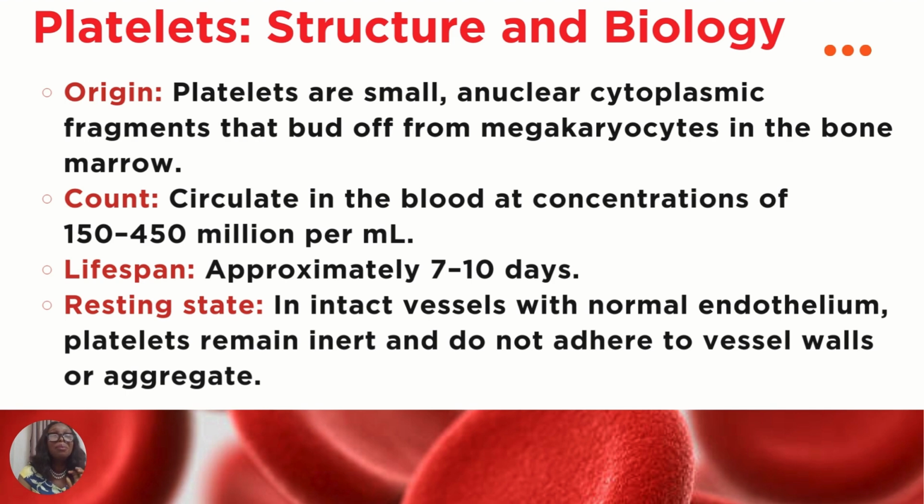In intact blood vessels with normal endothelium, platelets remain inert. They do not adhere to vessel walls, neither do they aggregate. So, in a blood vessel with normal endothelium, platelets circulate within the blood without adhesion or aggregating.